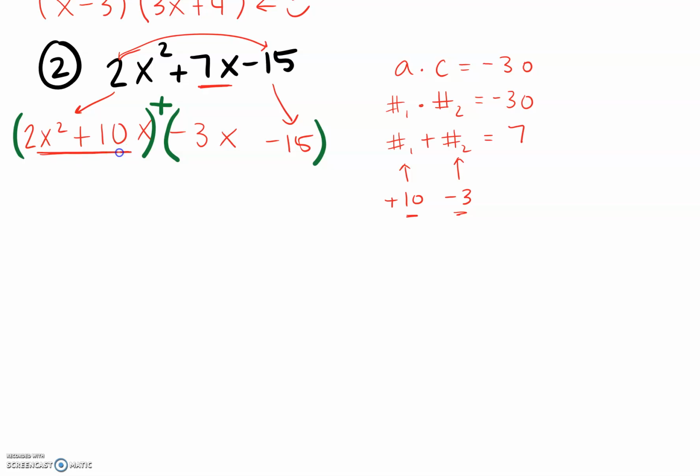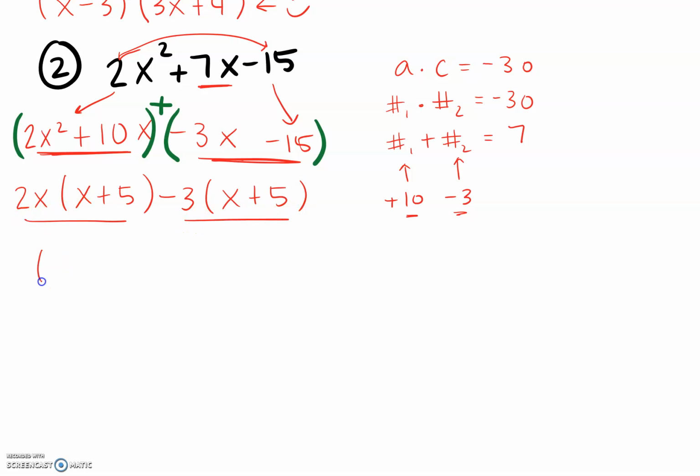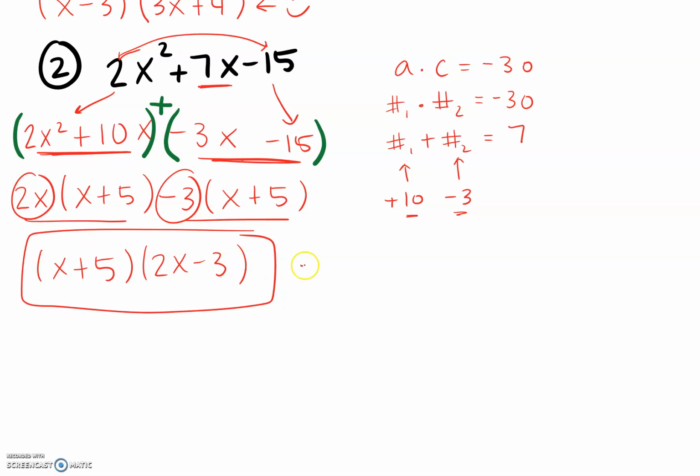Now I look at my first group and I see what they both have in common. Well, they both have a 2x, and all that's left is an x plus 5. From my second group, well, these both have a negative 3, and I get left an x plus 5. So now, between my two groups, I see a common factor of x plus 5. When I look at what's left, I have a 2x minus 3. And now I have factored by grouping.